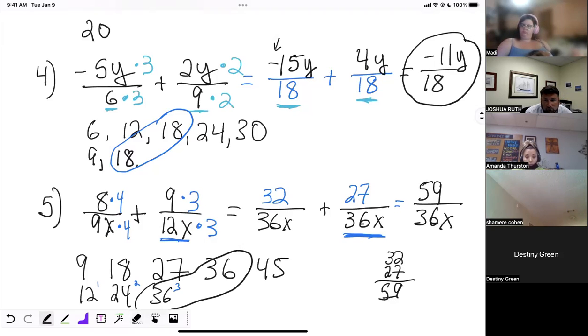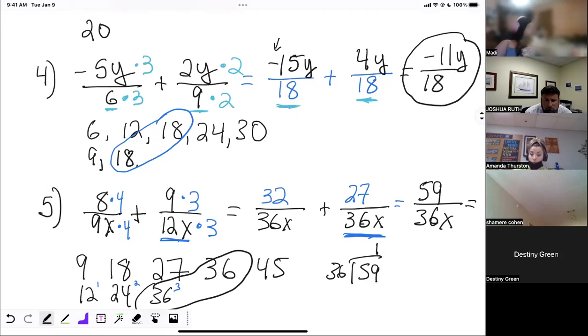Can I simplify that at all? Whoops, I'm trying to erase it. Can I simplify that at all? No, but I could write it as a mixed number. All right, so let's see. Which looks really weird with an x, by the way, but we can. Okay. How many 36s are in 59? Or you could take 59 and divide it by 36. That'd be 1. How many are left over?